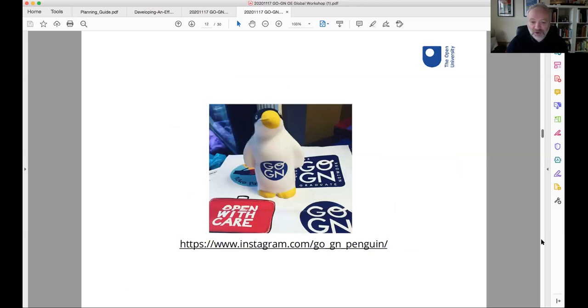Just in case you're wondering what all the penguin graphics are about, this is the GoGN penguin. It's a stress penguin that we give to our members. It should say GoGN on his belly, but you can see I've been quite stressed, so I've worn it away. And it just became part of a brand, really, when we were doing the drawing.